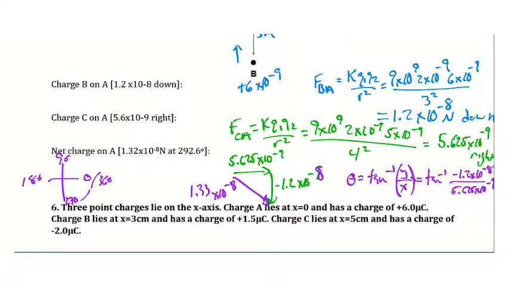So it's negative 1.2 times 10 to the negative 8 over 5.625 times 10 to the negative 9. So when you do that, you are going to get negative 64.9.